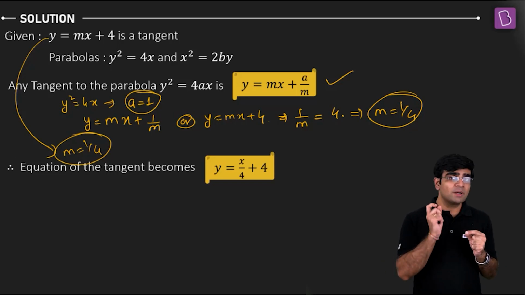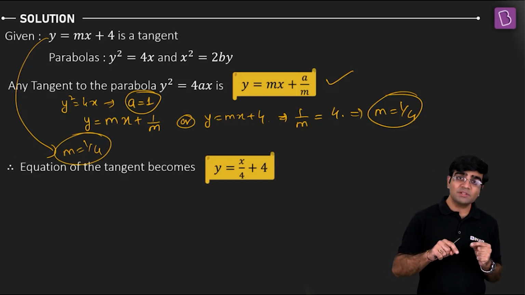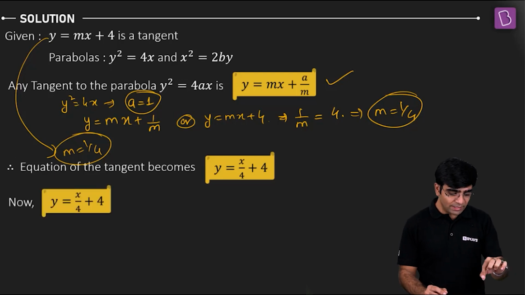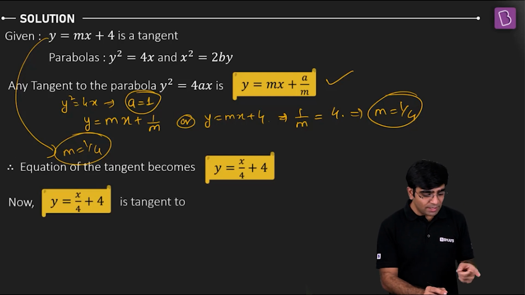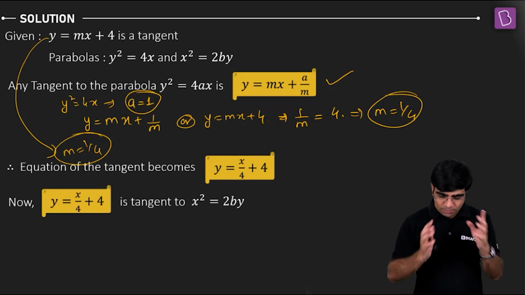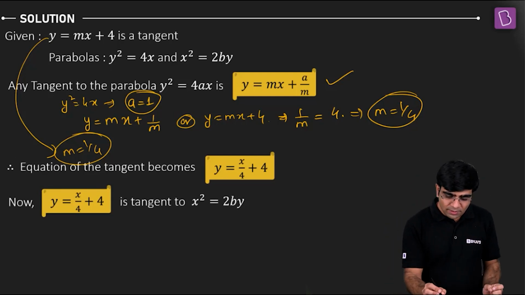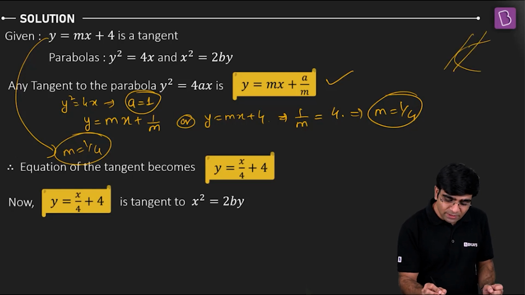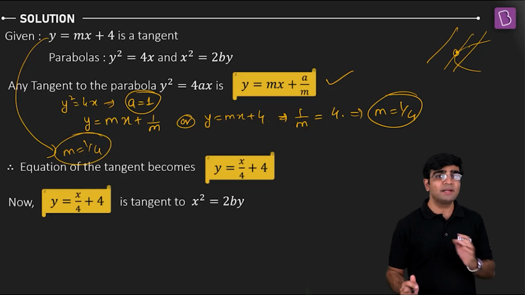Now, I have to figure out the value of b. And I know that this equation, y equal to x by 4 plus 4, is also a tangent to the parabola x square equal to 2by. Now, please recall that theory. If a line cuts a curve, it might cut at 2 points, it might touch at 1 point, or it might remain completely outside.